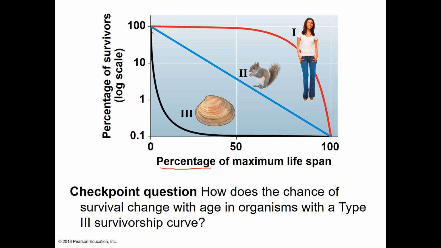And then there are some species like the squirrel that are somewhere in the middle. This is type 2 survivorship, and it's kind of constant over the lifespan. That means that there are no more or fewer individuals at one stage of life in the cycle than the other. A lot of rodents and lizards and other vertebrates are in this category.